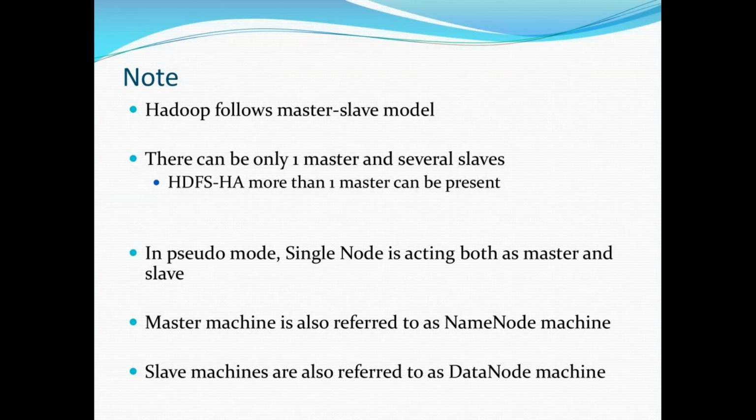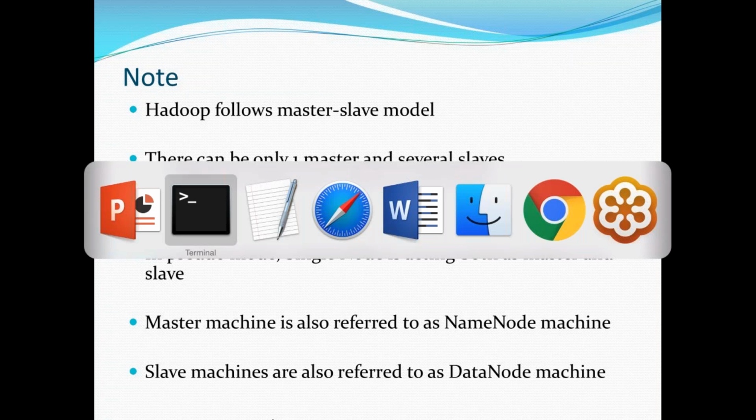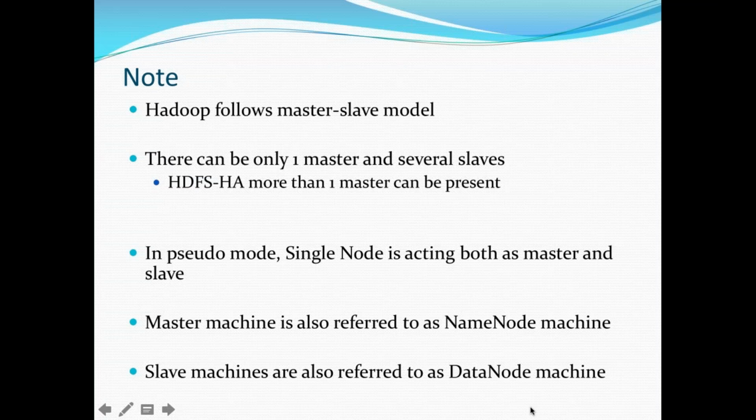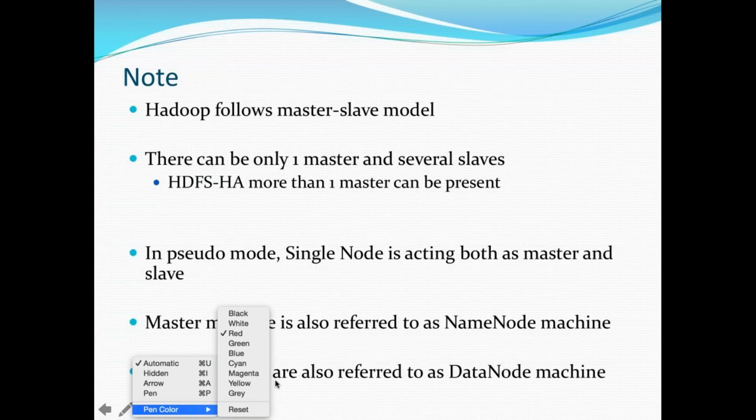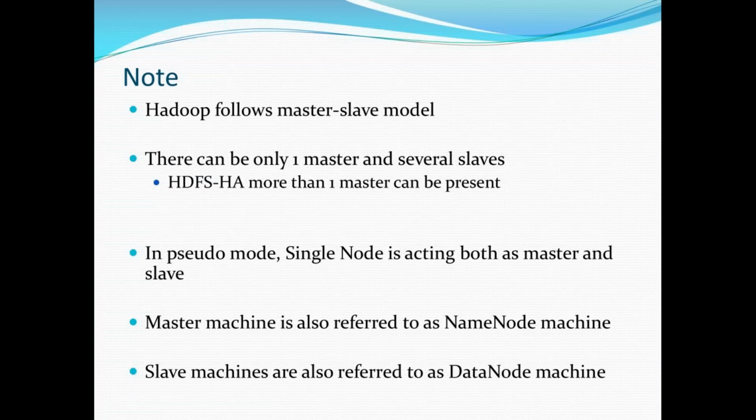So as you have already seen in the first module, Hadoop follows a master-slave model, right? So you have one master machine, you can have several slave machines. Here there can be only one master and several slaves, but you have a couple of master processes, right? There are two master processes.